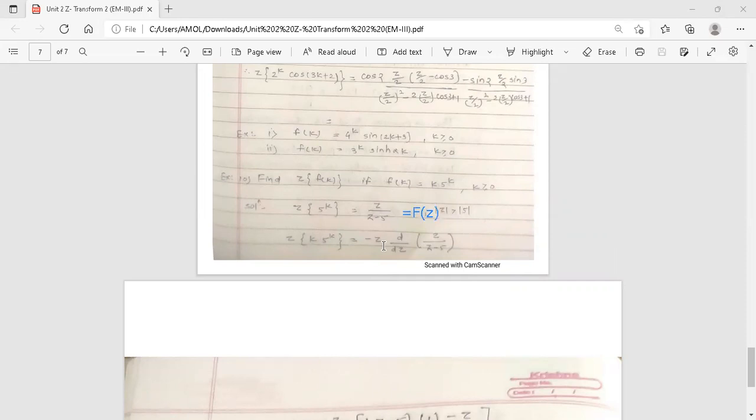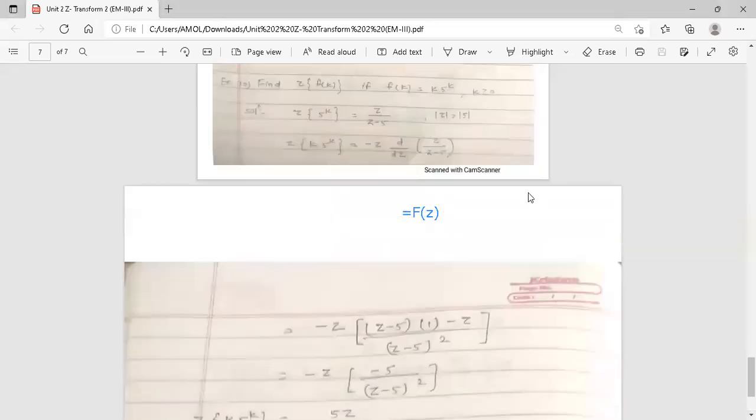We have already discussed it in the first lecture of Z transform, properties of Z transform. So you see the first video lecture of Z transform. There I have explained the properties of Z transform, and one of the properties is multiplication by k property, and we are using that property here. The transform of k into 5 raised to k equals minus z into derivative of f of z, which is z upon z minus 5. We differentiate it with respect to z using the multiplication by k property.